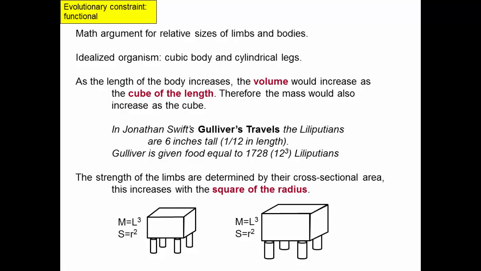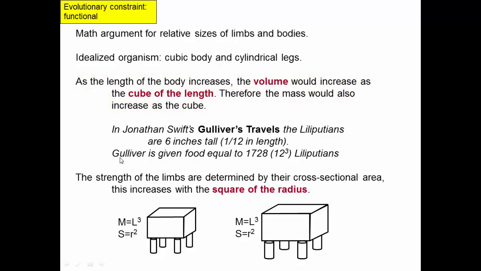You'll be pleased to hear that you can actually make a mathematical argument for the sizes of limbs and bodies. If not thinking about exoskeleton, now we're thinking about endoskeletons. So let's do a simple example of this. So let's think about an organism that's kind of like a cube on legs. As it gets bigger, how thick are these limbs going to have to be to support the weight of this body? So as the length of the body increases, the volume increases as the cube of the length, right? The mass is length times width times height. So the mass would increase as the cube.